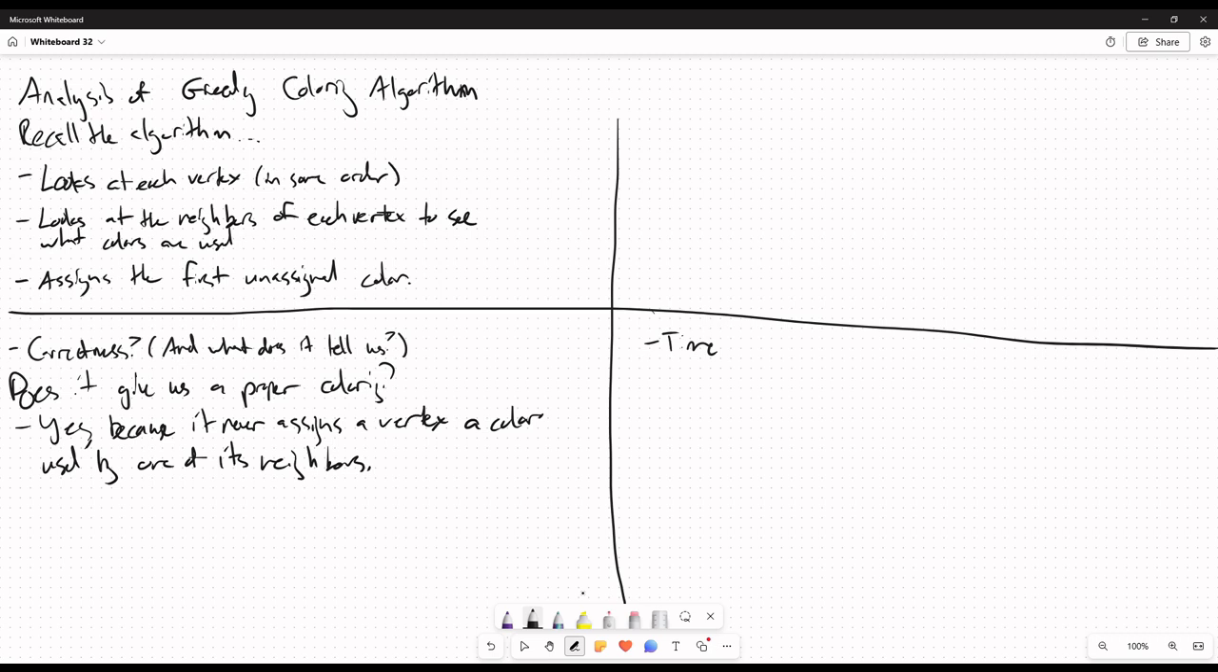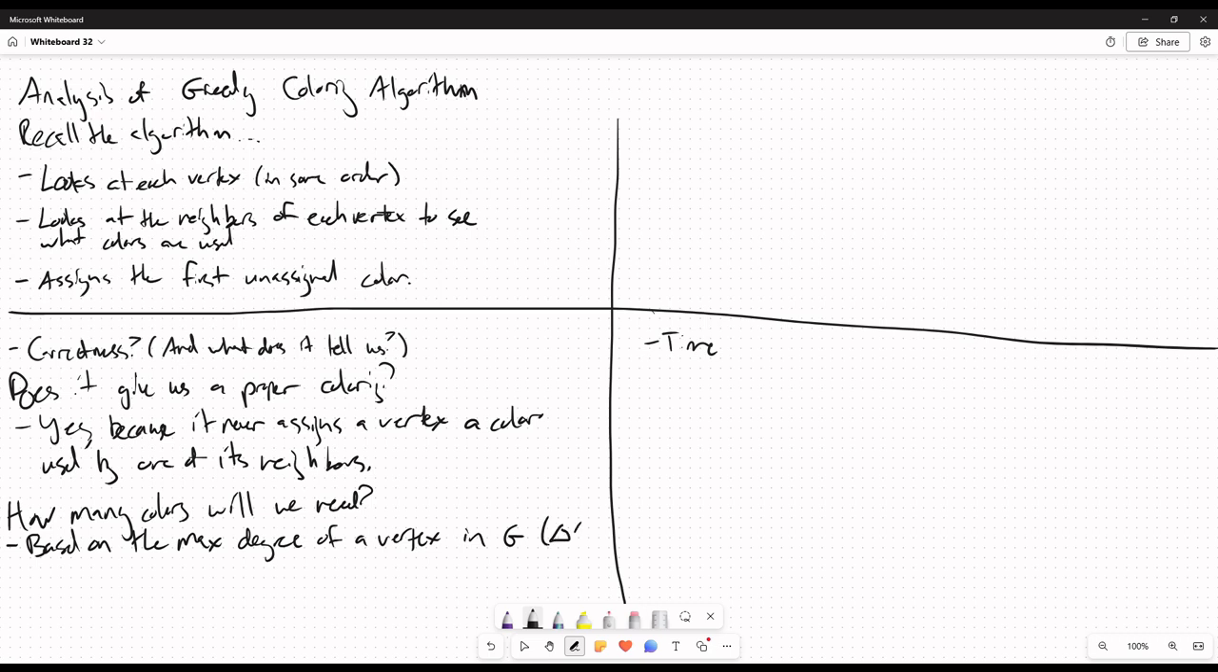But what does it tell us about how many colors we need? Maybe that's not a question I asked you, but that is actually something that we can tell right here. We can ask ourselves, how many colors will we need? Well, it's going to depend on the maximum degree of a vertex in G. We're going to call this big delta G.